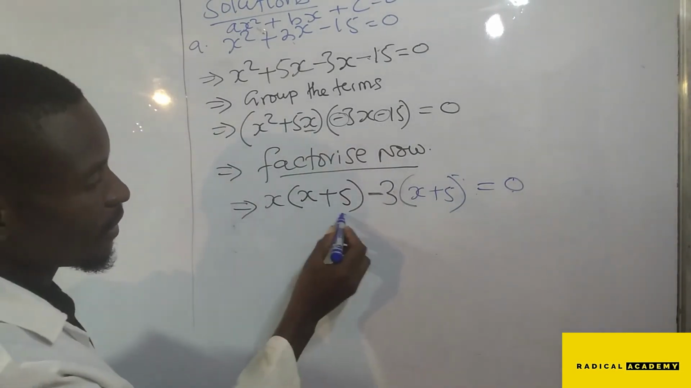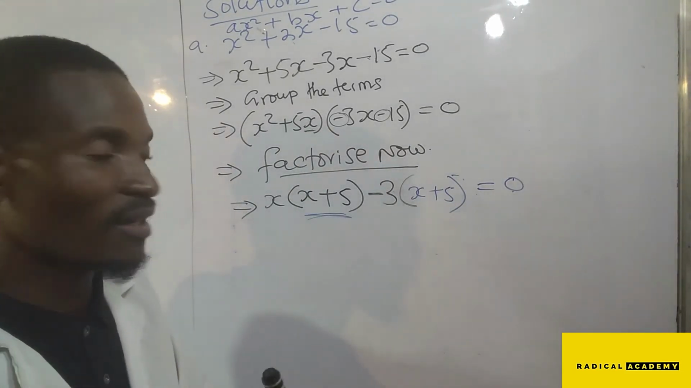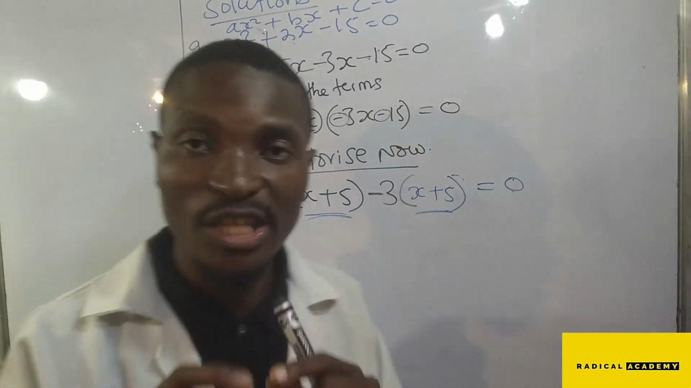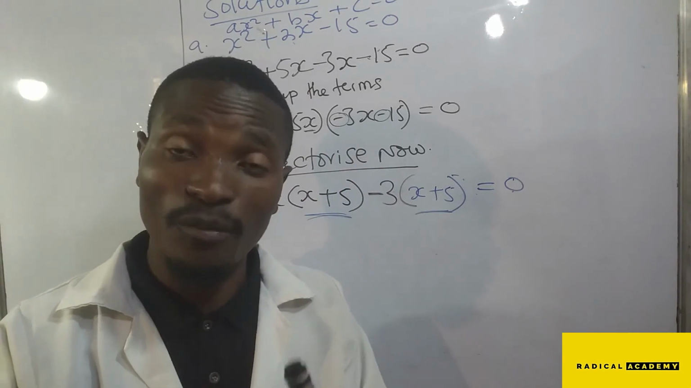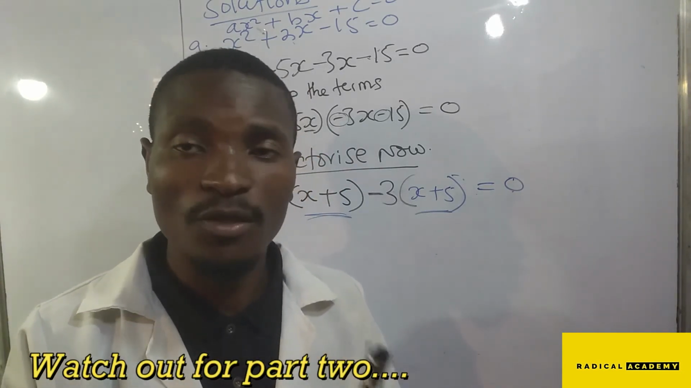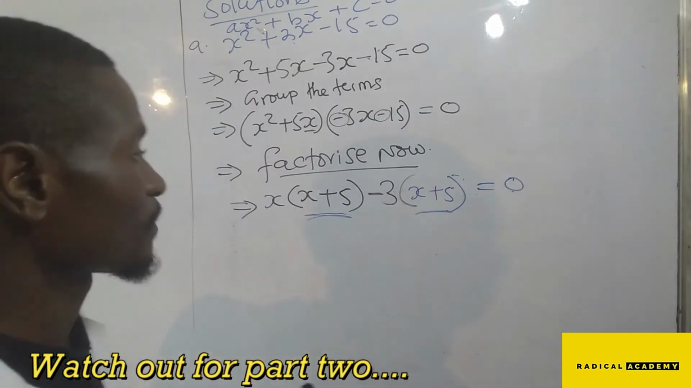So now you can see that what remains in the bracket is the same. And that is where you should be very careful. If what is in the bracket is different, then we have a problem. So make sure that you understand that point.